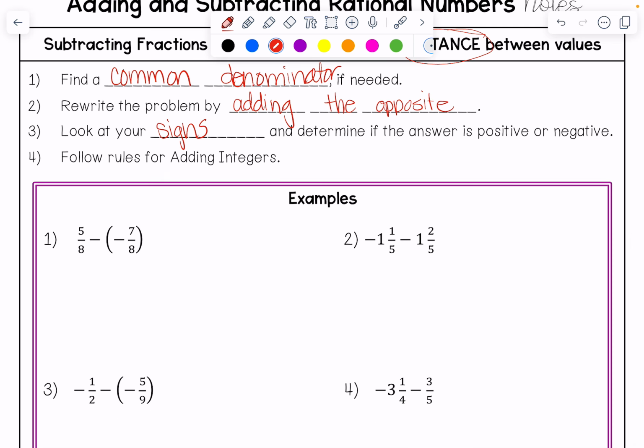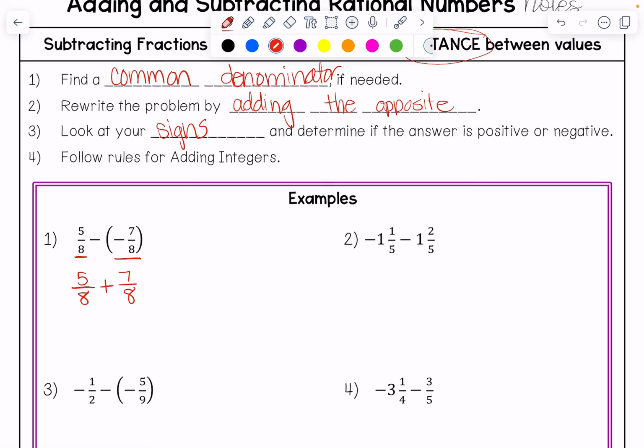So 5/8 minus negative 7/8. We already have the common denominator, so that's good. So let's go ahead and rewrite this as an addition problem. So when I do that, my first number stays the same. So the 5/8 will stay 5/8. The subtraction becomes addition. The opposite of negative 7/8 is positive 7/8.